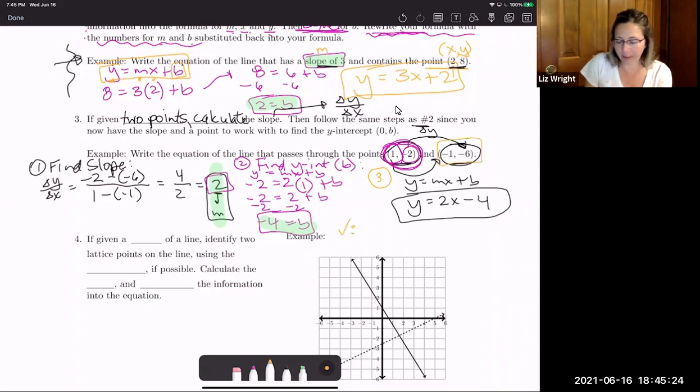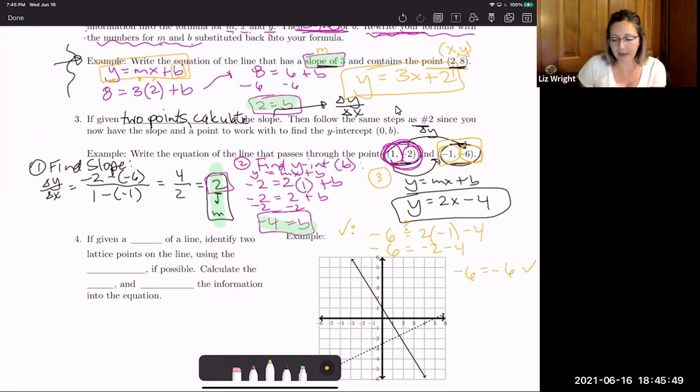It doesn't matter. You can pick either one and check it and say, okay, what if I plug in -6 for y and I say, does that in fact equal 2 times -1 minus 4? So I'm plugging this and this in for my x and y just to check it. So then I would go -6 equals -2 minus 4, and that gives me -6 equals -6. Check. So that means I did it right.